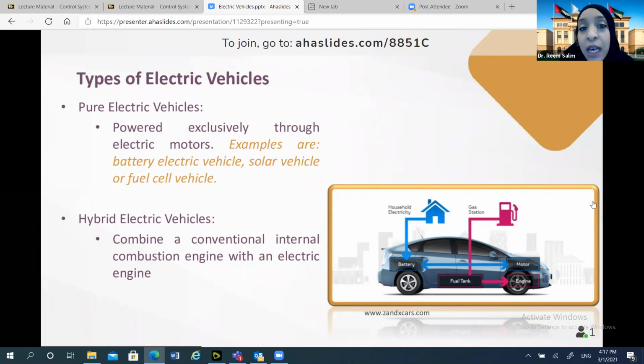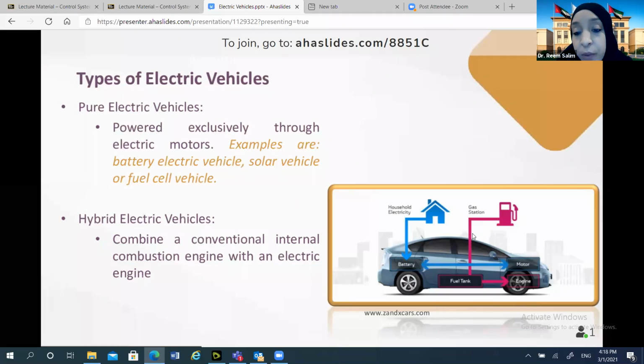So they don't only use electrical energy from batteries, for instance, but they have also combustion engines. So they have a fuel tank, just like normal combustion cars, but they have both technologies. So like the one you see in the photo over here. So these, we call them hybrid electric vehicles or hybrid electric cars.